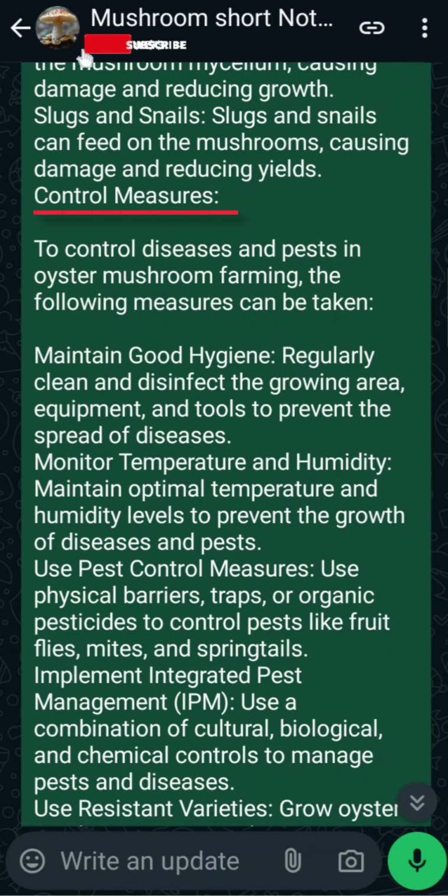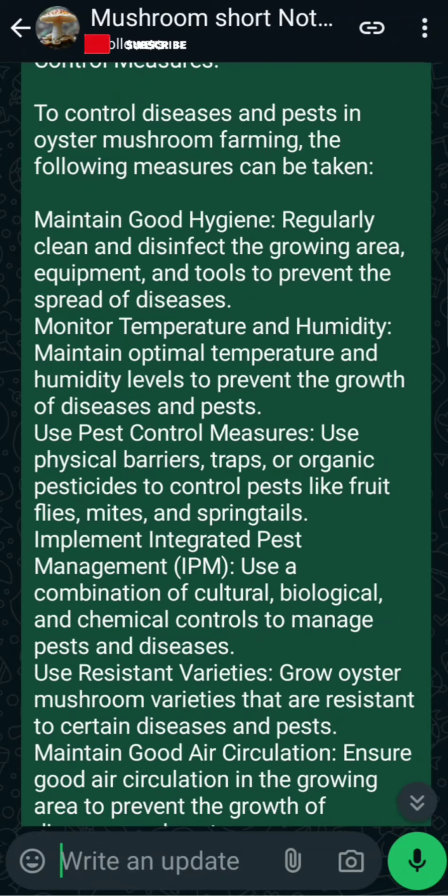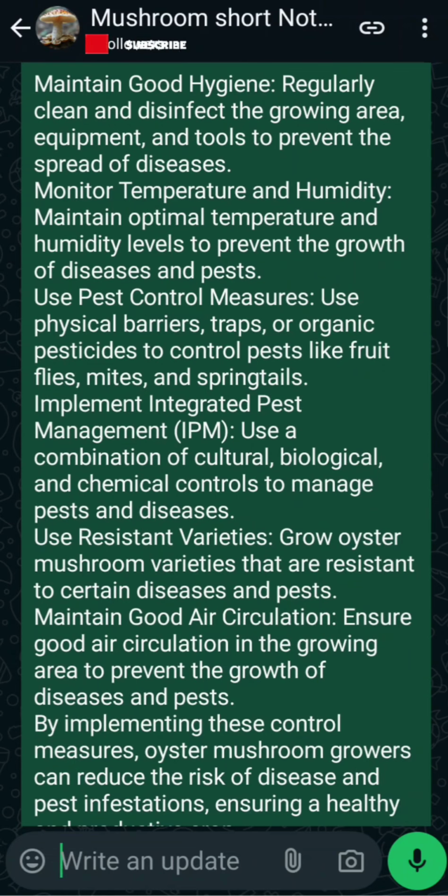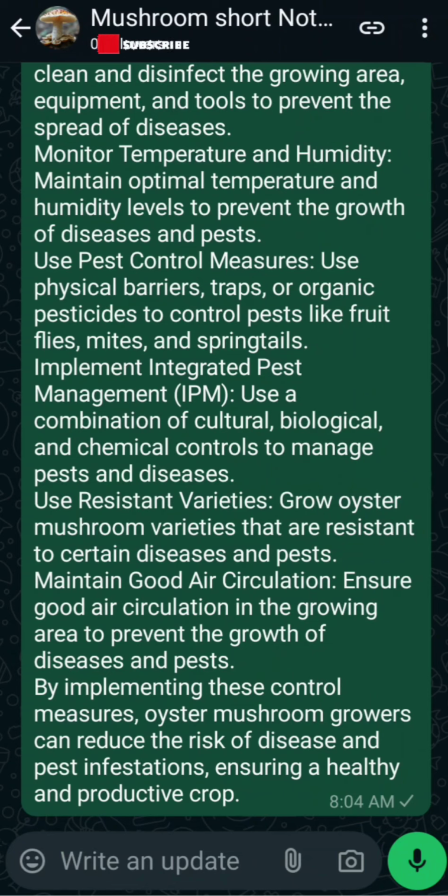Control measures. To control diseases and pests in oyster mushroom farming, the following measures can be taken. Maintain good hygiene: regularly clean and disinfect the growing area, equipment, and tools to prevent the spread of diseases. Monitor temperature and humidity: maintain optimal temperature and humidity levels to prevent the growth of diseases and pests. Use pest control measures: use physical barriers, traps, or organic pesticides to control pests like fruit flies, mites, and springtails.